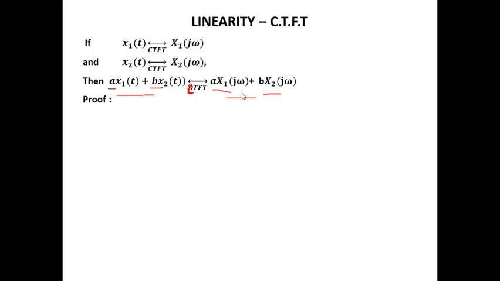For starting with the proof of this, we have to go for the formula for CTFT. So we know this is the formula for CTFT: X of j omega equals integration from t equals minus infinity to infinity x of t e power minus j omega t dt. So dt is missing over here, so you have to write it as dt, right?